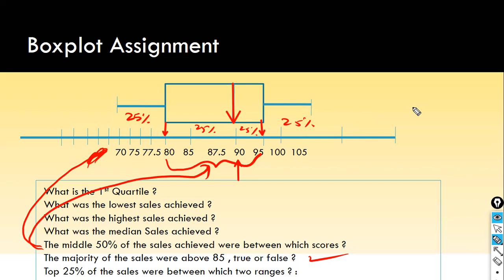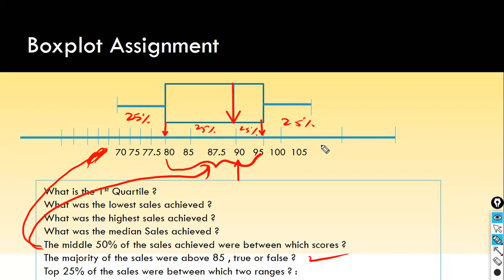How about others? The majority of the sales were above 85. True. Okay, good. So above 85, we have 1, 2, 3, 4, 5 values, but below 85, 1, 2, 3, 4, right? So above 85, we can see the majority of the sales values here.